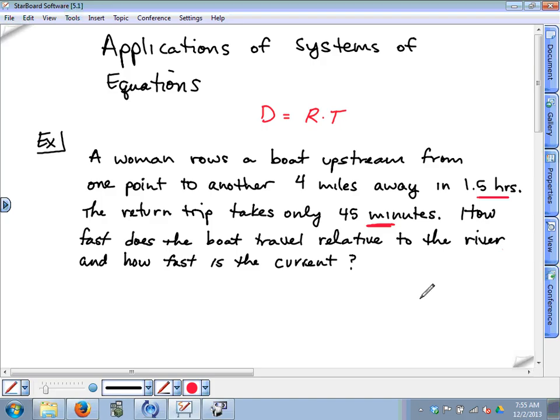Once we identified what we need to find, what's the next step? We assign variables, right? How many things don't we know?